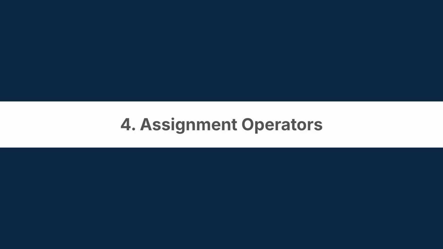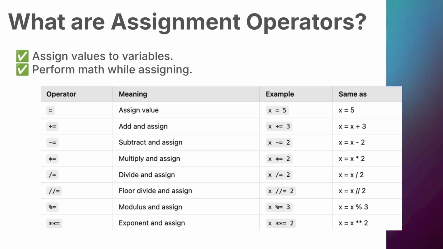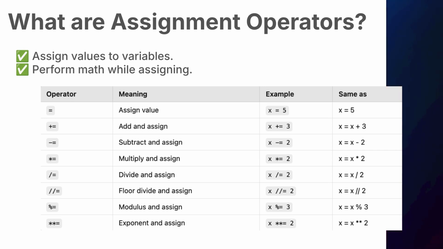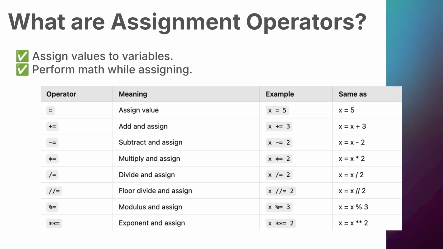Four, assignment operators. What are assignment operators? Assignment operators are used to assign values to variables. They can also perform math while assigning, which is pretty handy. The list shows the basic assignment operators.